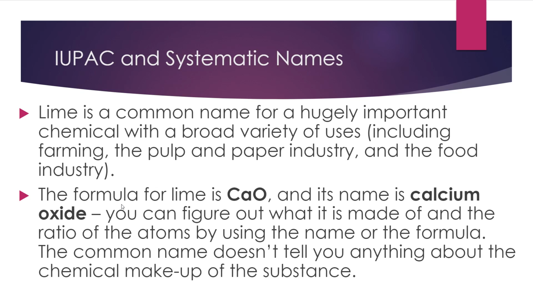Lime is a common name for a hugely important chemical with a broad variety of uses, including farming, the pulp and paper industry, and the food industry. The formula for lime is CaO, and its name is calcium oxide. You can figure out what it's made of and the ratio of atoms by using the name and formula. The common name doesn't tell you anything about the chemical makeup of the substance.